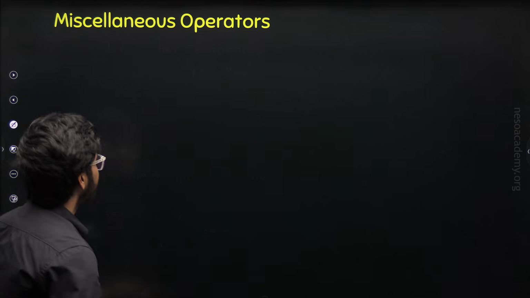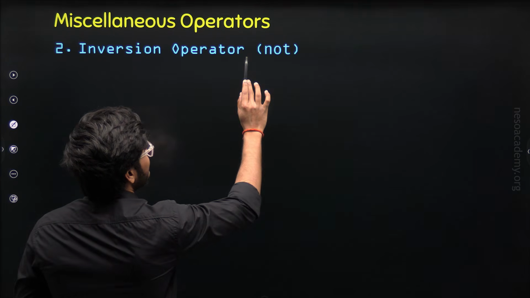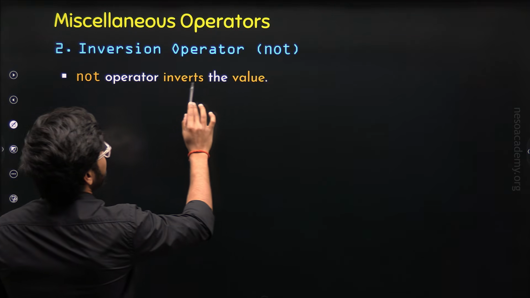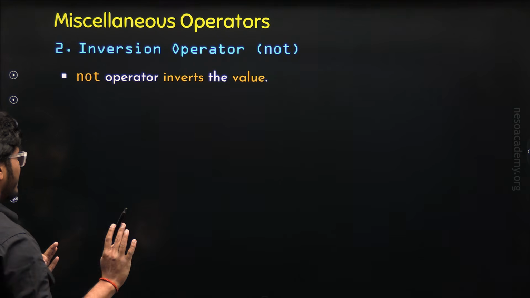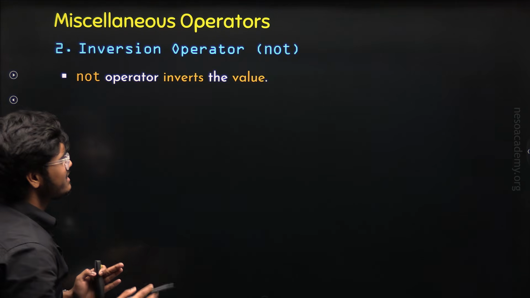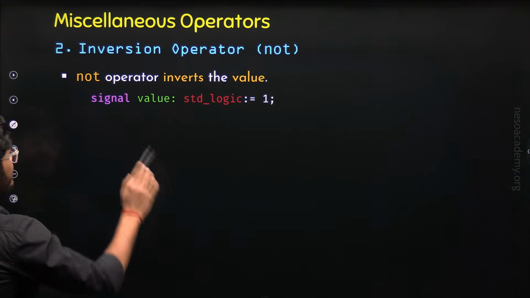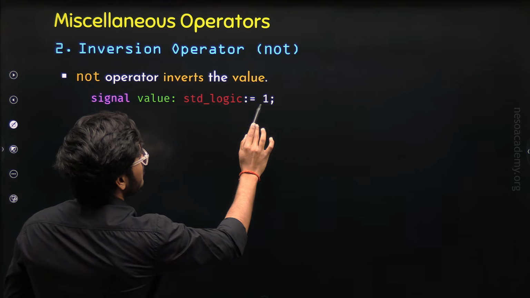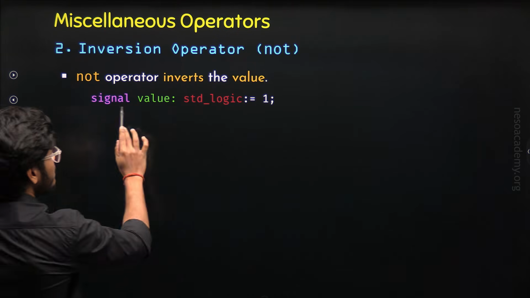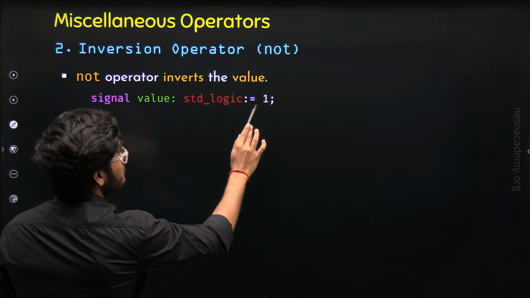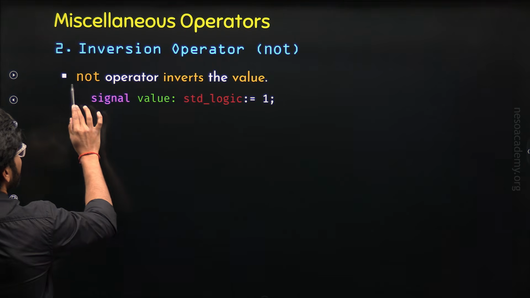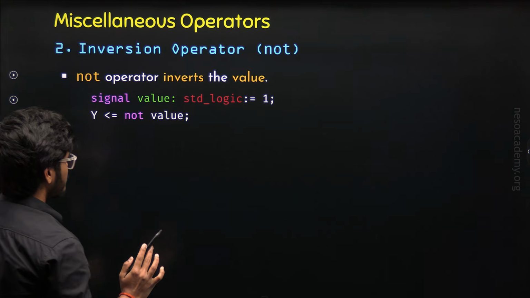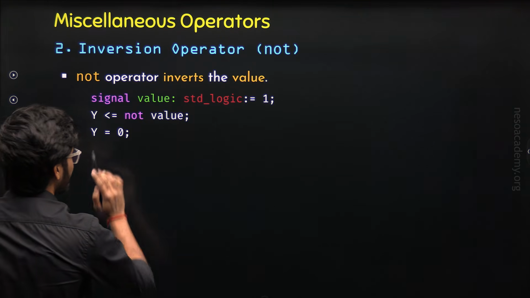Let's see the second operator, inversion operator or NOT operator. It is exactly similar to NOT gate. NOT operator inverts the value, meaning 0 becomes 1 and 1 becomes 0. Let's understand this using an example. For that, I am declaring a signal named value with standard logic data type and assigning a fixed value of 1. Now, if I want to invert this value, meaning I want to convert this 1 into 0, then I can use this NOT operator. I will write Y is assigned to NOT value. So, this signal Y will store 0.